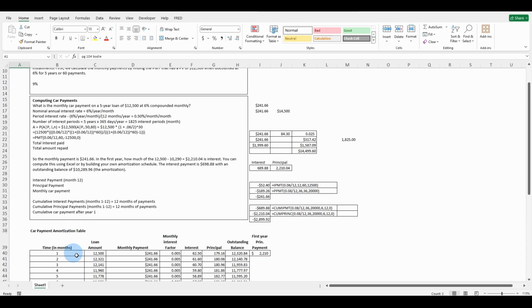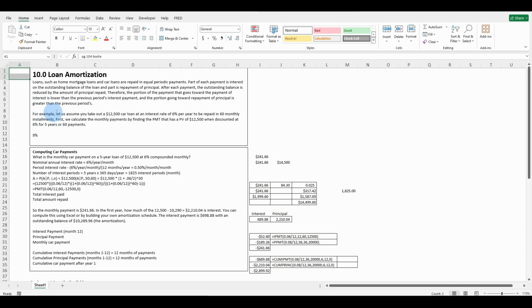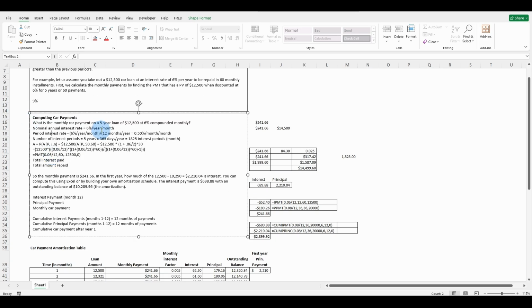Amortization table. I'm going to show you an amortization table down here, but let me walk you through the example. For example, let's assume you take out a $12,000 car loan at an interest rate of 6% per year to be repaid in 60 monthly installments. First, calculate the monthly payments by finding the payments. This is the Excel function that we use that has a present value of $12,500 when discounted at 6% for 5 years for 60 payments.